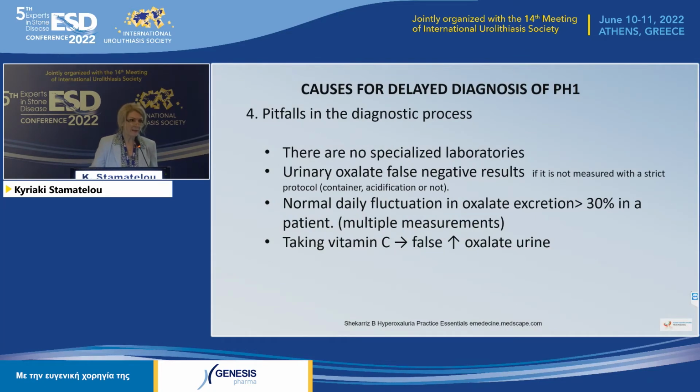And yes, there are diagnostic problems. There are no specialized laboratories. There are areas where plasma oxalate cannot be measured. There is a normal daily fluctuation of oxalate excretion, so one could go in the gap and not hit the good result. So one needs to have multiple measurements. And there are false negative results.